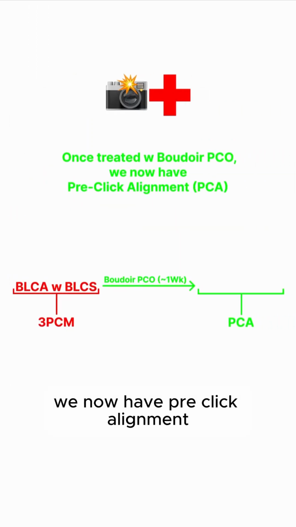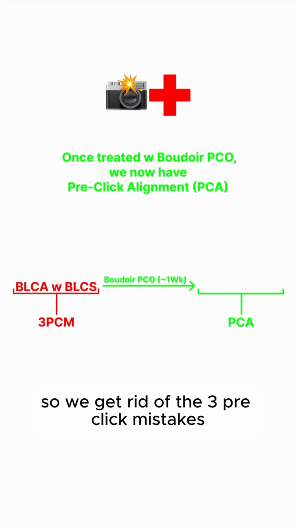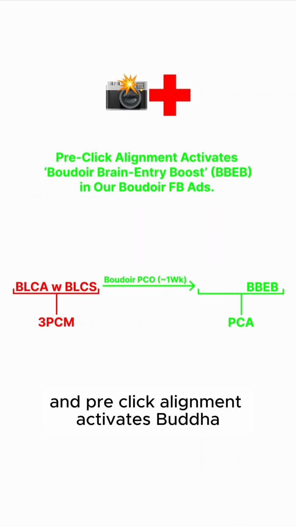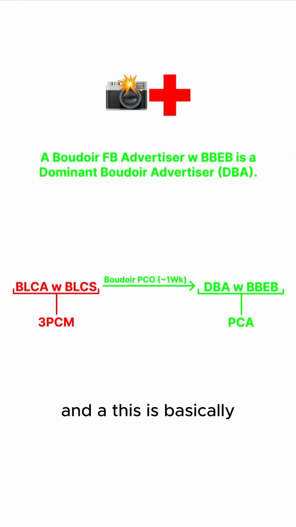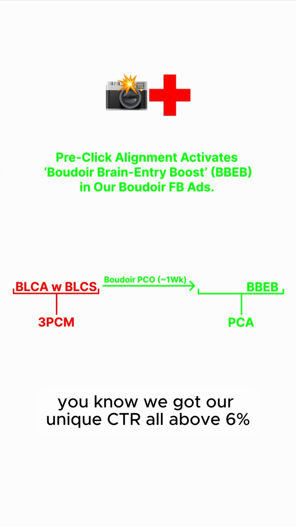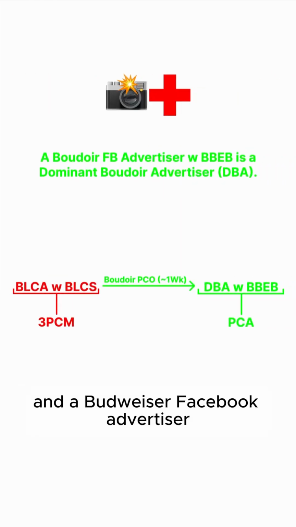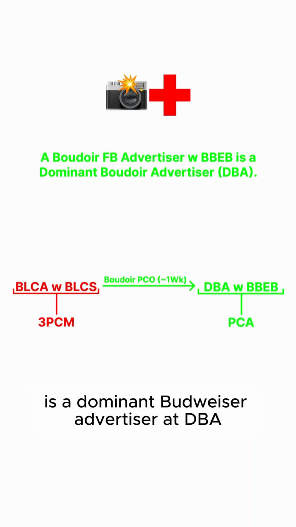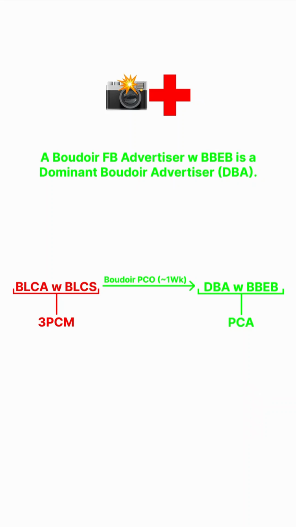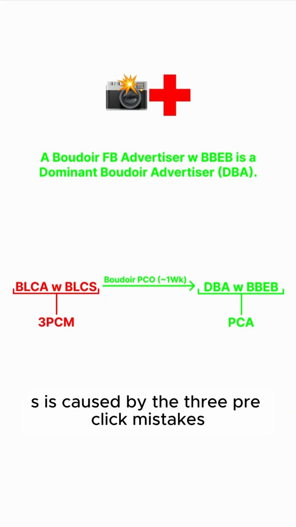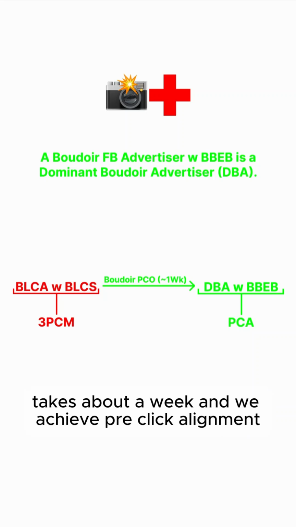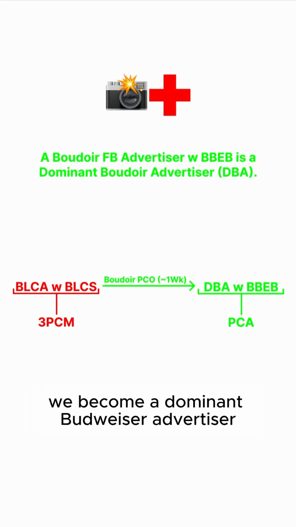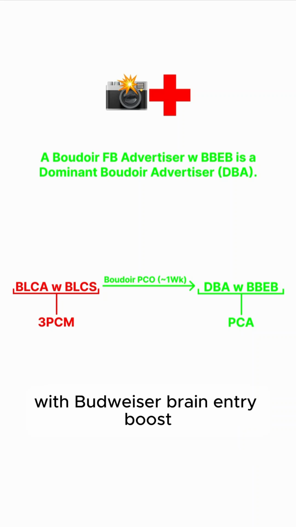Now, once treated with Boudoir Pico, we have pre-click alignment. So we get rid of the 3 pre-click mistakes, and we now have pre-click alignment. And pre-click alignment activates Boudoir brain entry boost in our Boudoir Facebook ads. Basically, we've got our unique CTR all above 6%. And a Boudoir Facebook advertiser with Boudoir brain entry boost is a dominant Boudoir advertiser, a DBA. So we've got our full universe here. A BLCA with BLCS is caused by the 3 pre-click mistakes. That's fine, easy enough. Treated with Boudoir Pico, it takes about a week, and we achieve pre-click alignment. We become a dominant Boudoir advertiser with Boudoir brain entry boost.